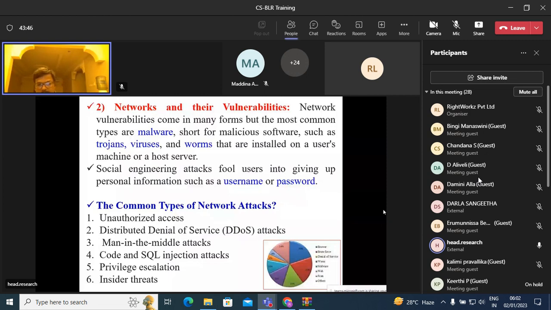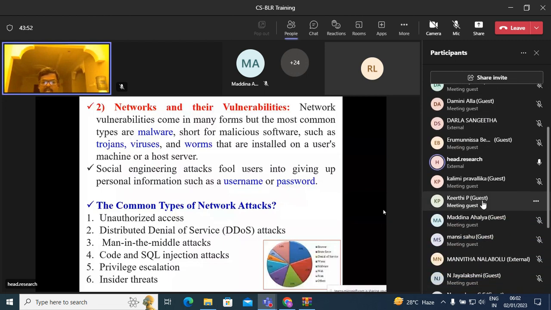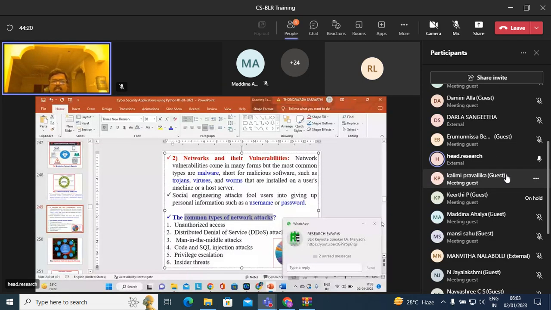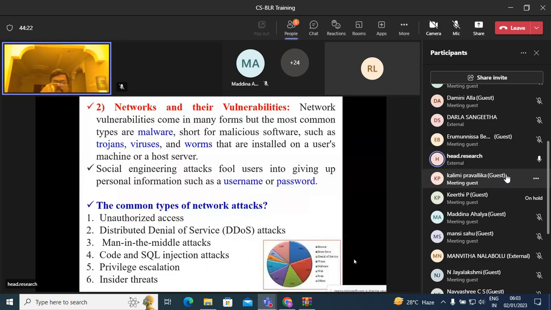Insider threats. What types of attacks happen at the network level, at the server level? Through browser attacks, brute force, denial of service, worms, malware, web scan, these are the common types of network attacks. And these are the network vulnerabilities. Then coming to the common network security threats, I have explained.